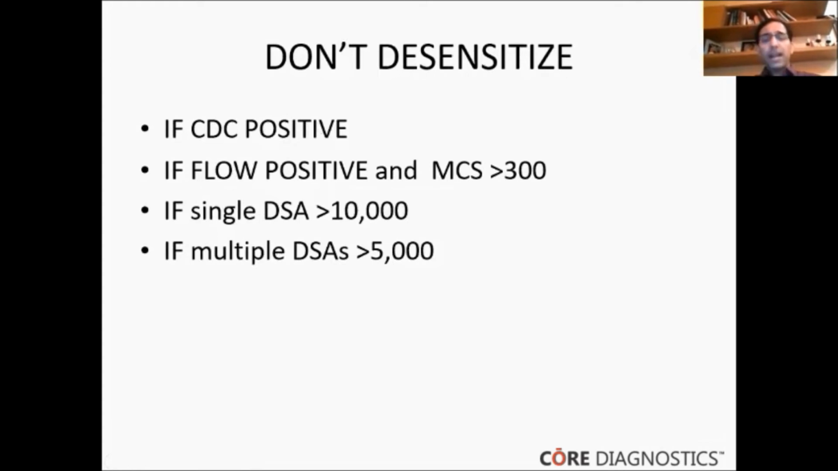So my take home is that with this level of antibody rejection and graft loss, I would not want to desensitize patients who are CDC positive, flow positive with a mean channel shift more than 300, a single DSA that is more than 10,000, or multiple DSAs that are more than 5,000.